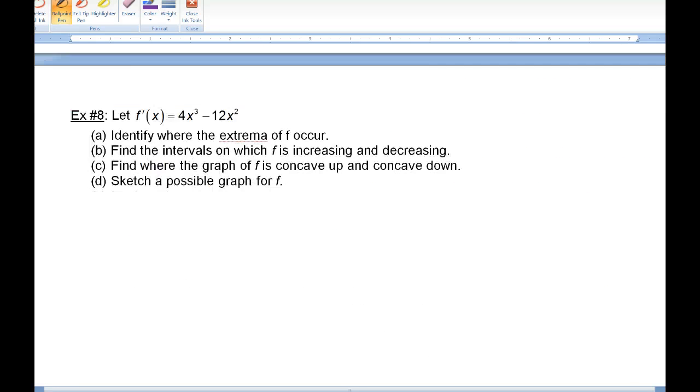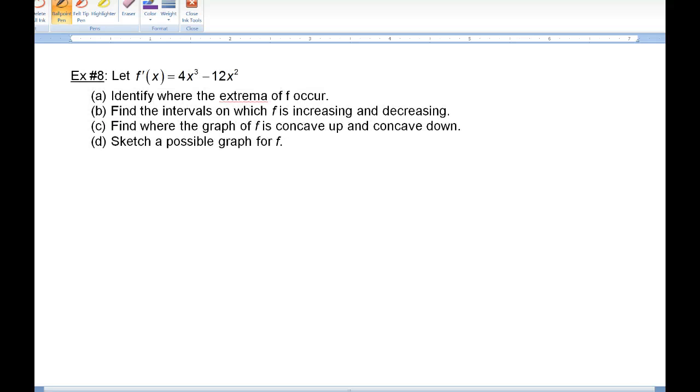Okay, the last example, we want to identify where the extrema of f occur. Notice that we are given the first derivative. We want to find intervals on which f is increasing and decreasing, and then find where the graph of f is concave up and concave down, and then we're going to finally sketch a possible graph for f.